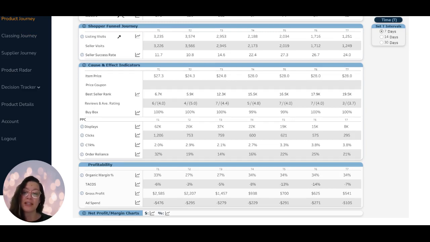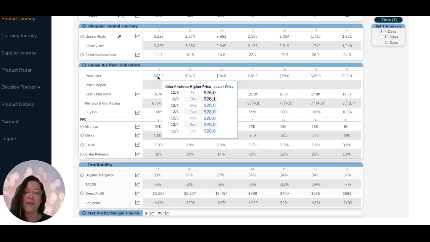Next, we have the cause and effect indicators. These are things the customer may take into account when deciding whether or not to purchase. First, we have the item price. By hovering over the number, you can see any changes that were made on a day-to-day basis to the item price.